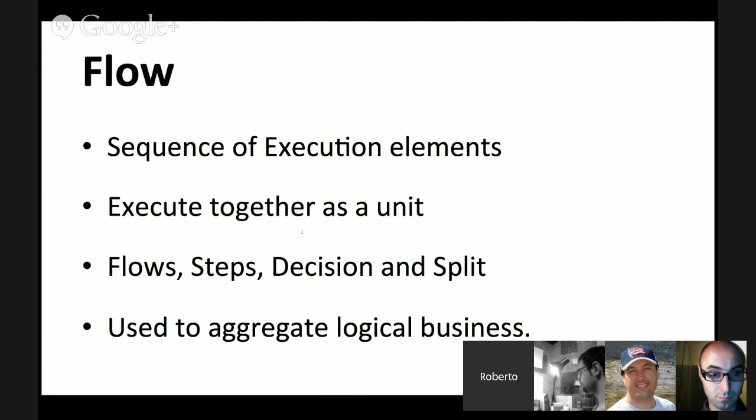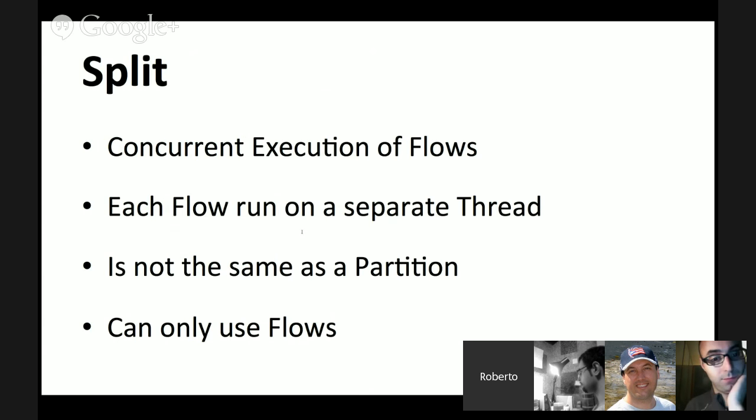So you can also have flow elements. Flow elements allow you to execute multiple things together. So you can have a flow of steps and work them together as a single unit. This actually works not only for steps, but also for decision and split. We're going to see what decision and split are later on. So a split also allows you to have multiple things running on separate threads, but it's not the same as a partition. It's a bit different, and you can only use them with flow. So let's see what's the difference.